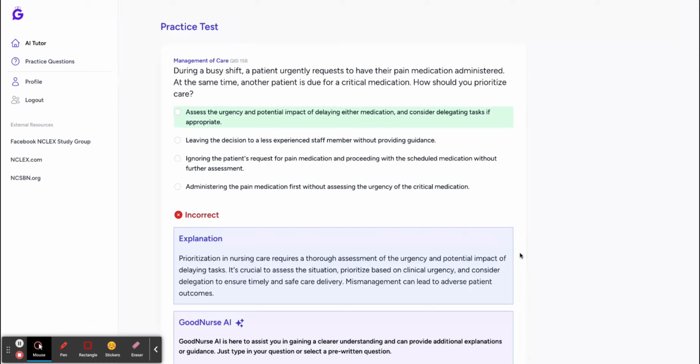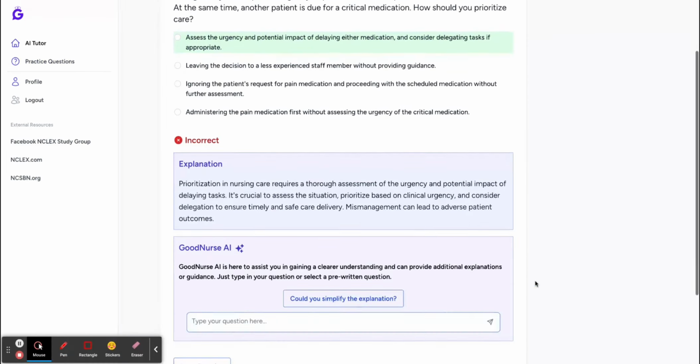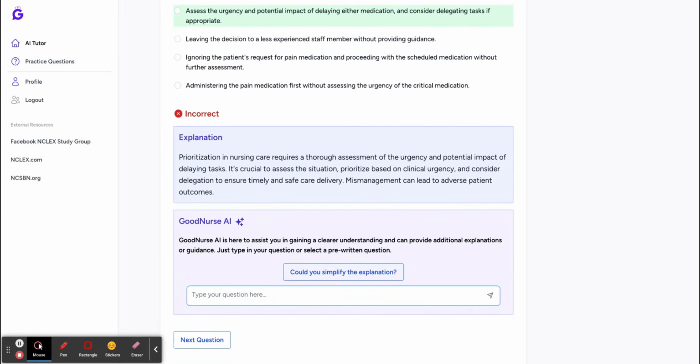The correct answer is A. Prioritization in nursing care requires a thorough assessment of the urgency and potential impact of delaying tasks. It's about ensuring timely and safe care delivery for all patients.